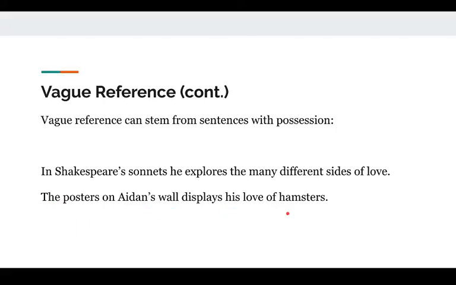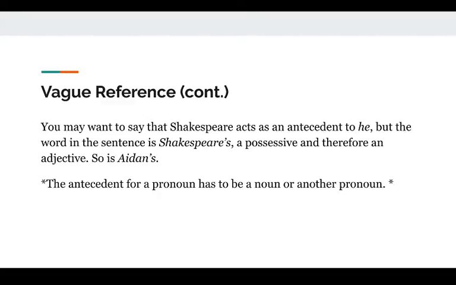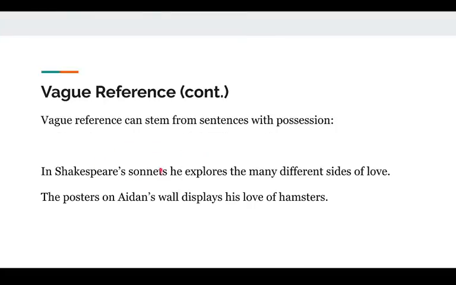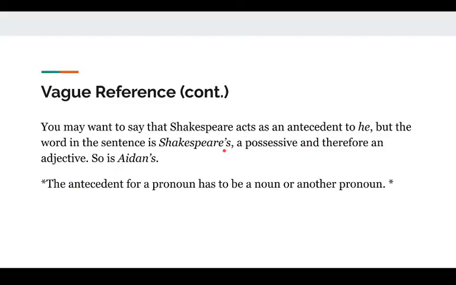So I'm just going to go through each of these sentences like I did with the previous two and explain what's wrong and how to fix them. In the sentence, you may want to say that Shakespeare acts as the antecedent to he, but the word in the sentence is Shakespeare's, a possessive and therefore an adjective, because the actual subject of the sentence is the sonnets. We're just having Shakespeare apostrophe s as a possessive word to show that it's Shakespeare's sonnets, and it's just an adjective describing the sonnets. They could be any sonnets. In this case, it happened to be Shakespeare's, so Shakespeare's is not the antecedent to anything.